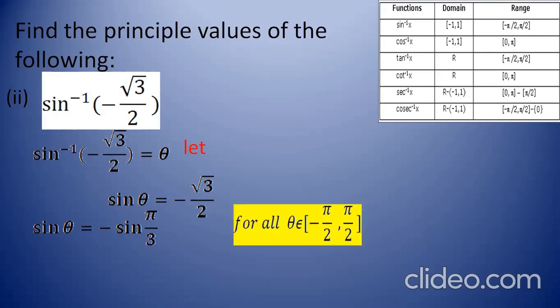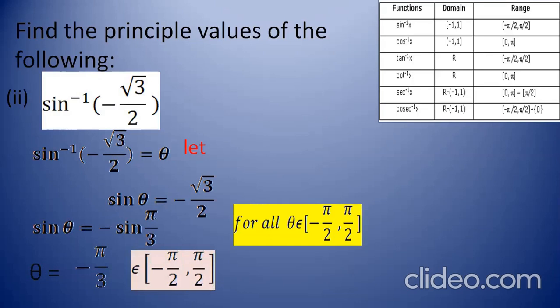And again, theta should lie in the closed interval minus pi by 2, pi by 2. So that's why we can say theta is equal to minus pi by 3, where theta belongs to the closed interval minus pi by 2 and pi by 2.